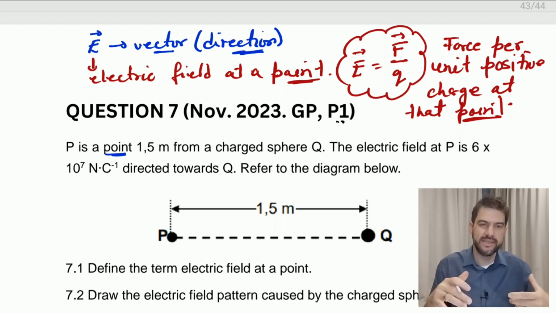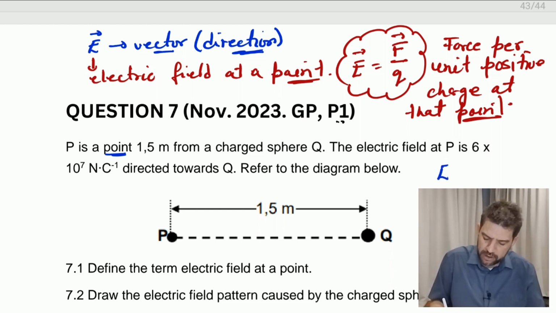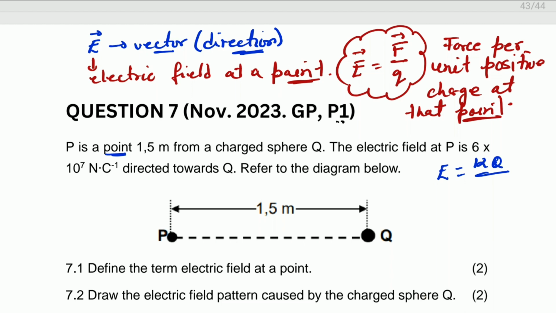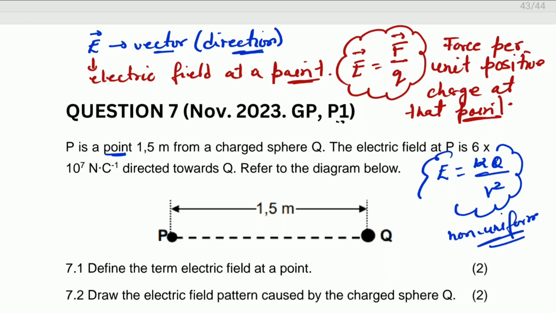If the electric field is not uniform, then we may use the formula E is equal to K multiplied by the charge, not the charge of the point, the charge that is producing this electric field, divided by distance squared. This one is if the electric field is non-uniform, which is the case. Let me just fix this one, guys. We're going to use either formula. It depends on the question. So this is an important point to mention.